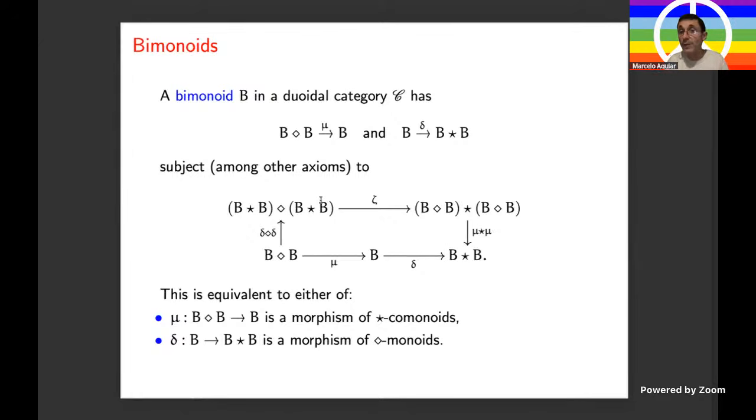So this is just the familiar axiom for a bimonoid. Usually, in the usual axiom, you will have here identity, tensor the braiding, tensor identity. That gets replaced by the interchange law in this more general setting. Otherwise, this is the usual axiom. And of course, this can be read in two equivalent ways by saying that mu is a morphism of comonoids or delta is a morphism of monoids. Of course, for those assertions, you always have to be careful about what monoidal operation you are referring to. All right, so those are bimonoids.